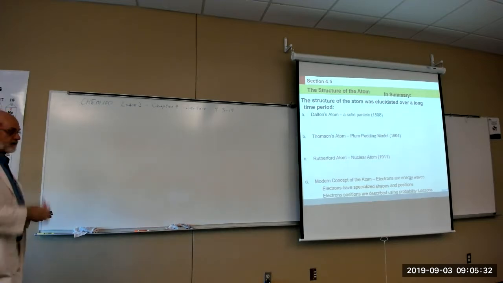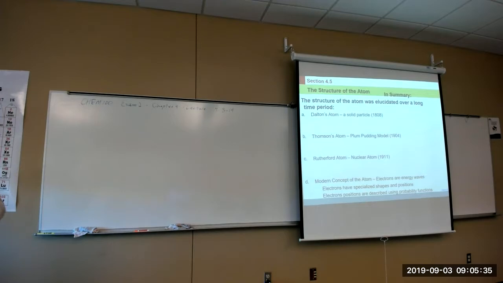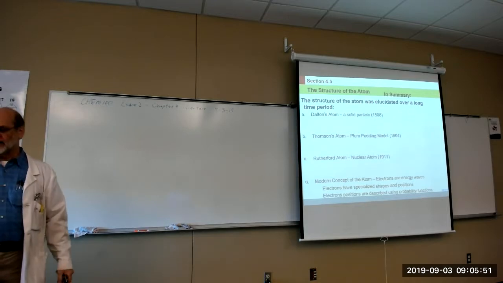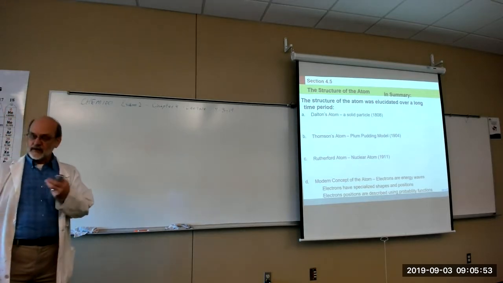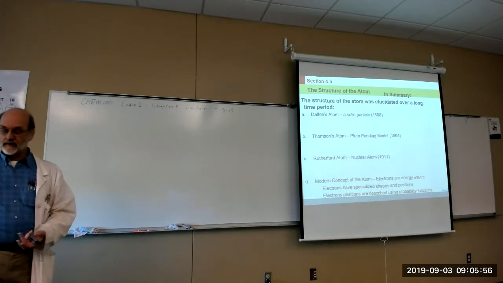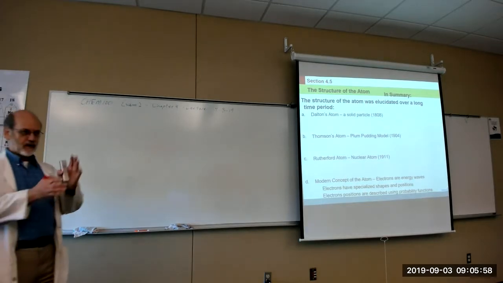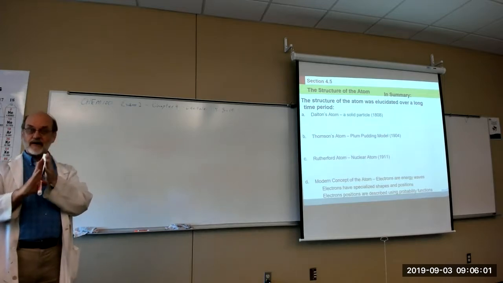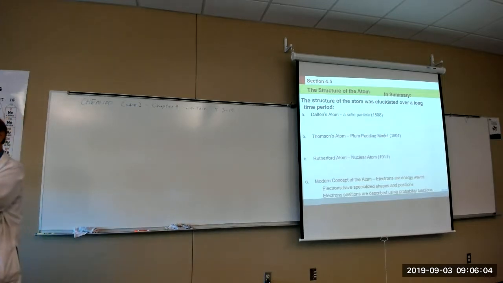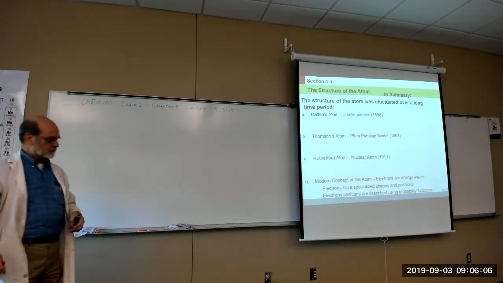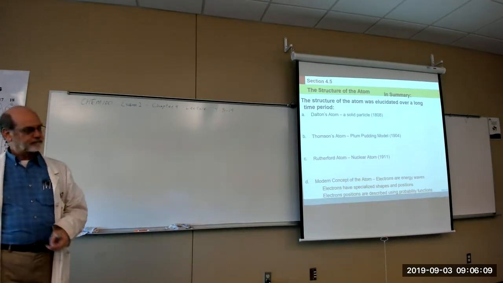But that wasn't good enough either, because it didn't explain certain types of behavior. For instance, the electron microscope. Why does the electron microscope work? It doesn't work because the electron particles are smashing into your target. It works because electrons behave also as waves. So you have the particle-wave duality of matter, just like you have the particle-wave duality of light. That's why electron microscopes work.